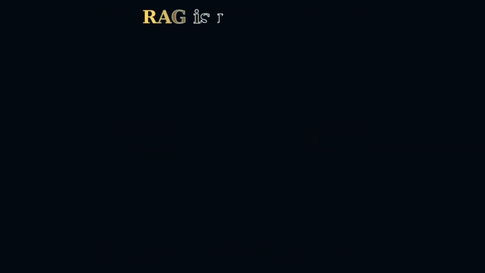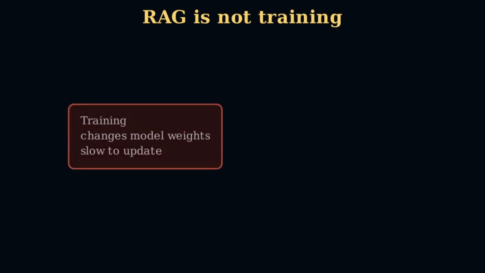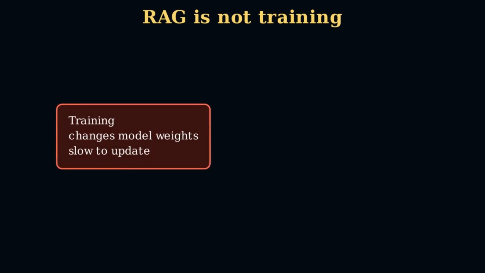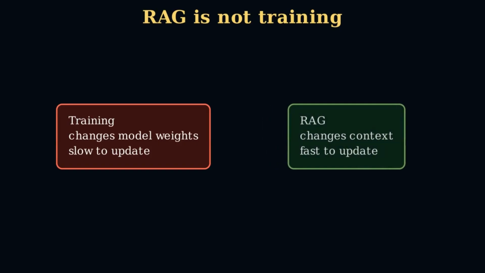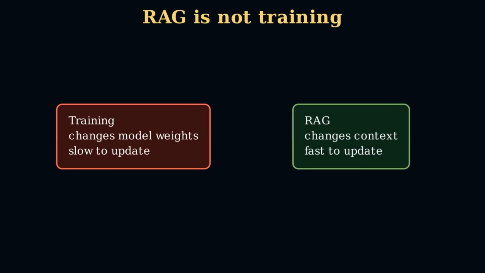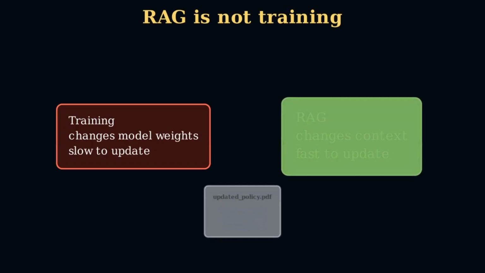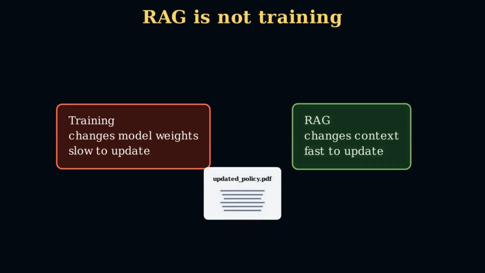This is very important. RAG is not the same as training. Training changes the model's internal weights. That can be expensive, slow, and difficult to update. RAG does something different. It keeps the model the same. But before each answer, it finds the right external knowledge and places it into the prompt. That means if your document changes, you do not need to retrain the entire model. You update the documents. Then retrieval brings the new information when needed.